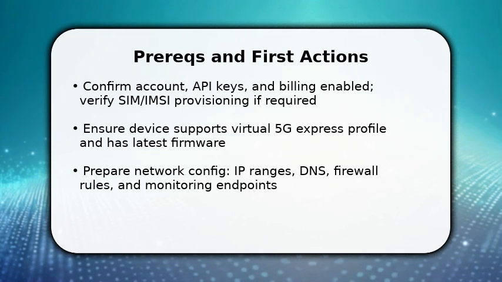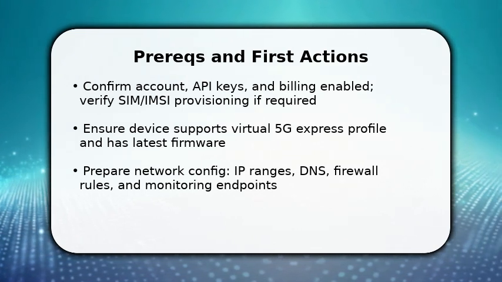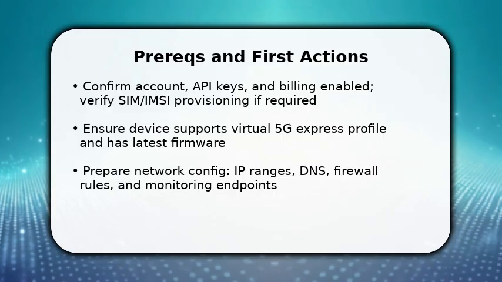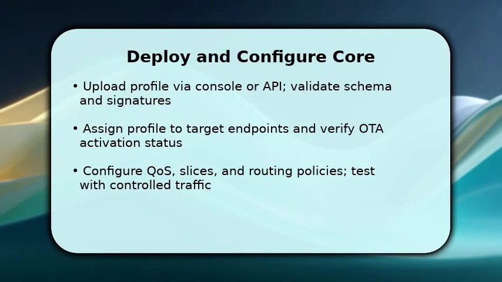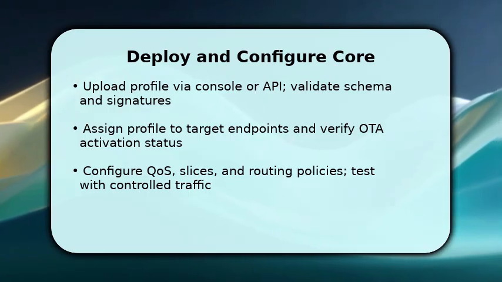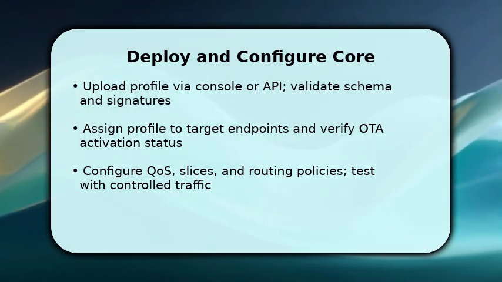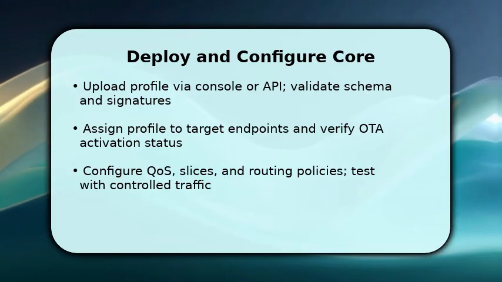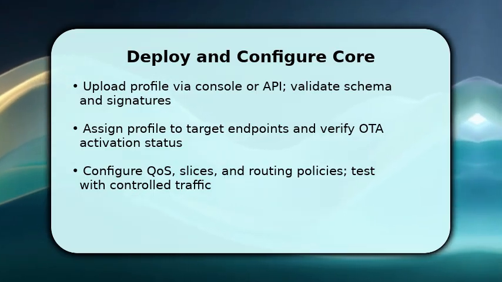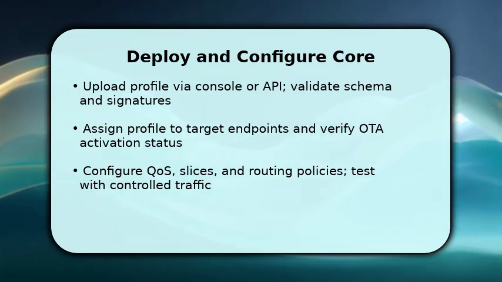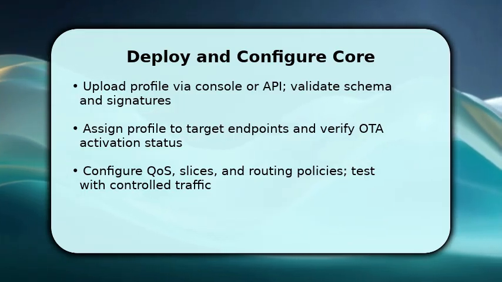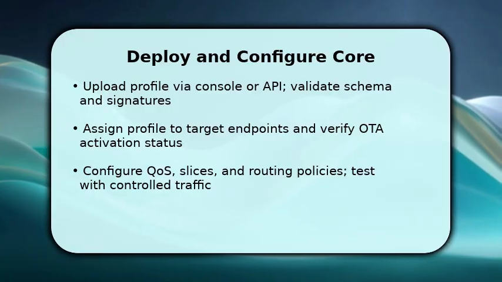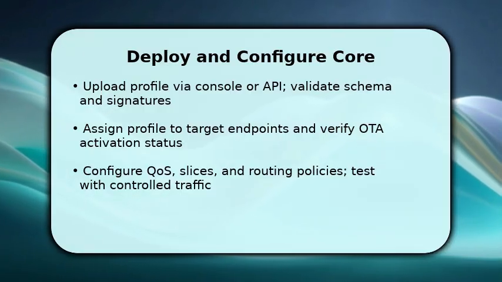So once you push the profile, the environment accepts connections immediately, and you avoid time-consuming rollbacks. Now deploy the virtual 5G Express core and configuration. Use the console or API to upload the profile, validate the schema and any cryptographic signatures. This prevents runtime failures. Once uploaded, assign the profile to your target endpoints and watch for OTA activation flags to confirm the device accepted it.